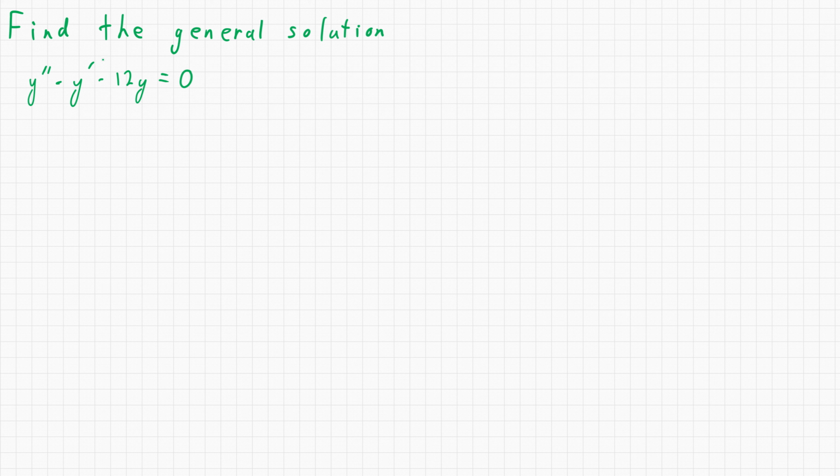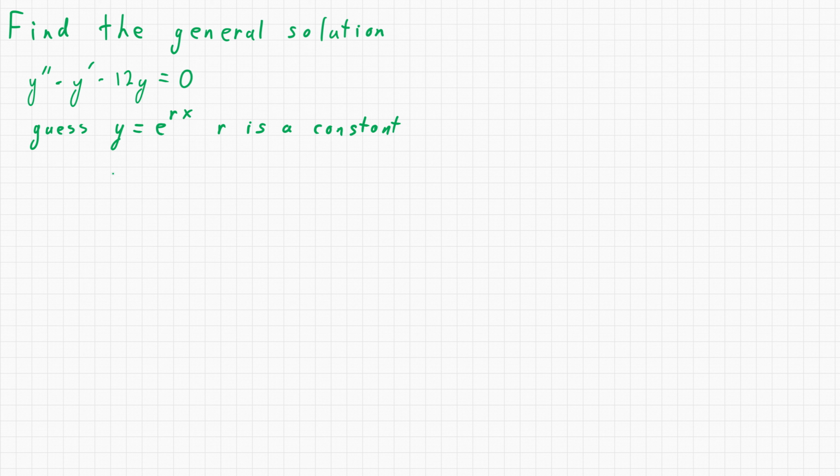Find the general solution to the ODE y double prime minus y prime minus 12y equals 0. So as usual, constant coefficient, second order linear homogeneous differential equation, we're going to guess y equals e to the rx, where r is a constant. And then we're going to try and figure out the value of r to actually solve the differential equation.